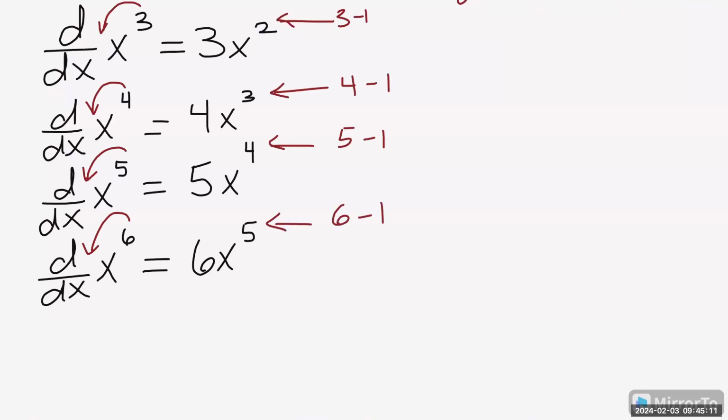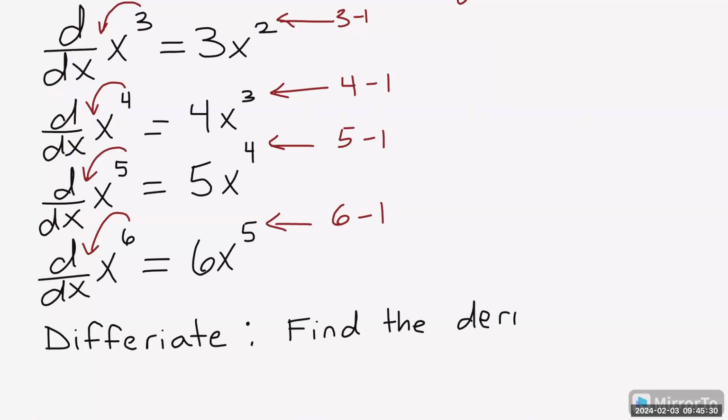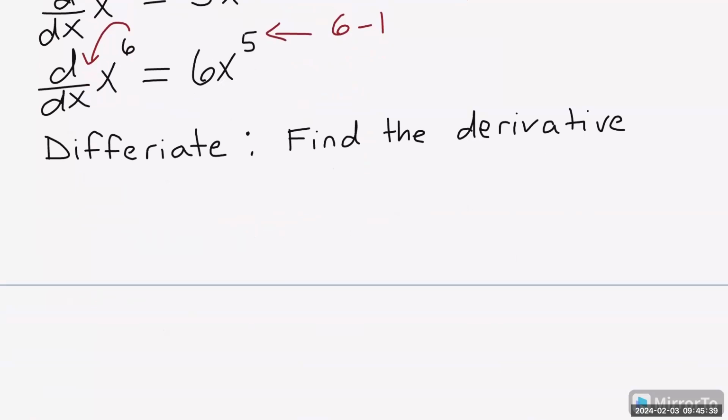So this leads us to our first differentiation rule. By the way, differentiate is a verb. To differentiate means to find a derivative. So when I say differentiation rule, I mean a rule for finding derivatives. The first differentiation rule that we learn in this class is referred to as the power rule. This is probably the rule that you're going to be using the most of all your differentiation rules.